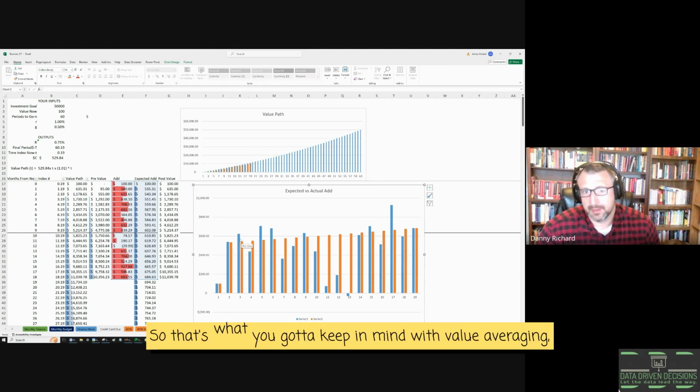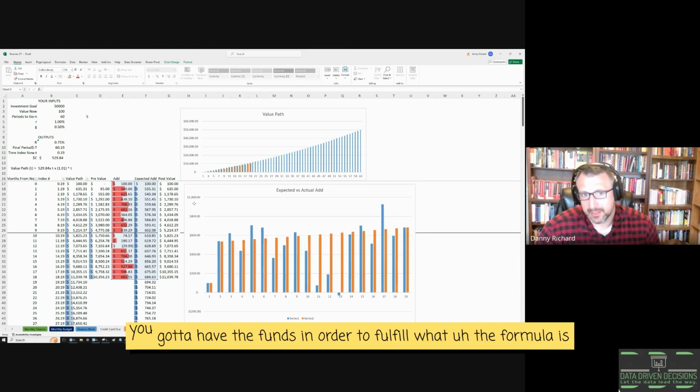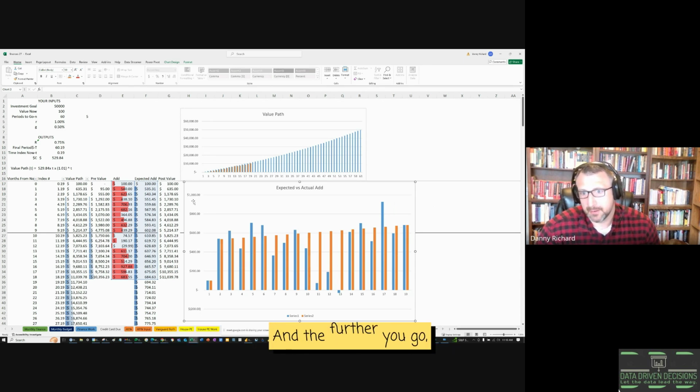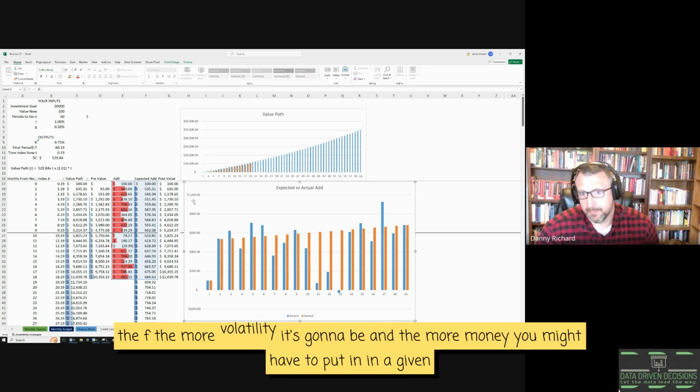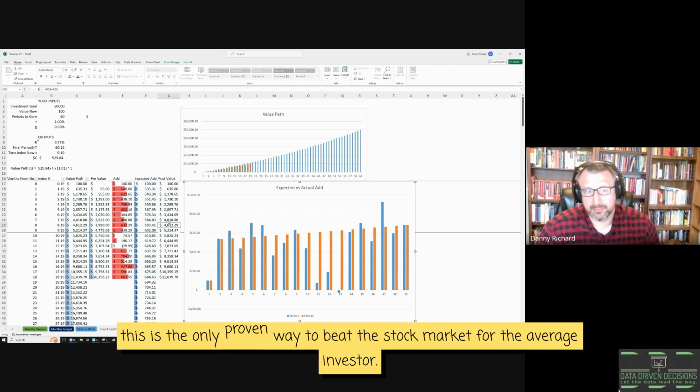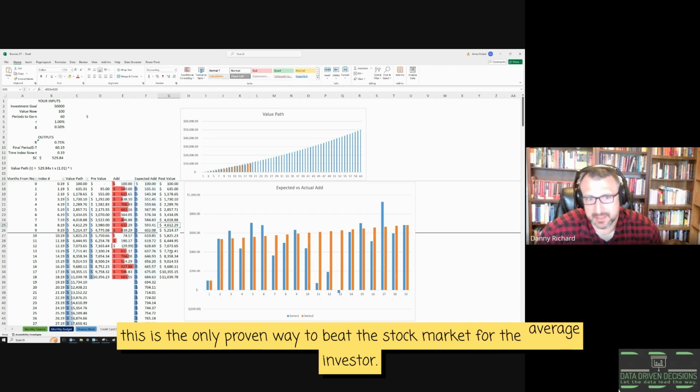So that's what you've got to keep in mind with value averaging. You've got to have the funds in order to fulfill what the formula is telling you to do. And the further you go, the more volatility there will be, and the more money you might have to put in a given month. But yeah, this is the only proven way to beat the stock market for the average investor.